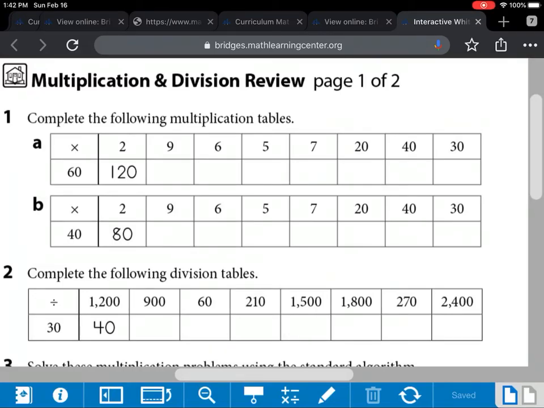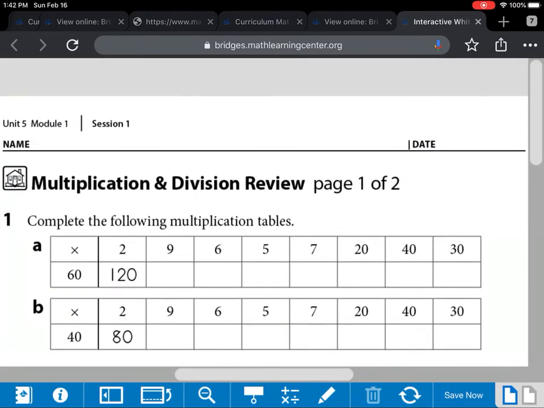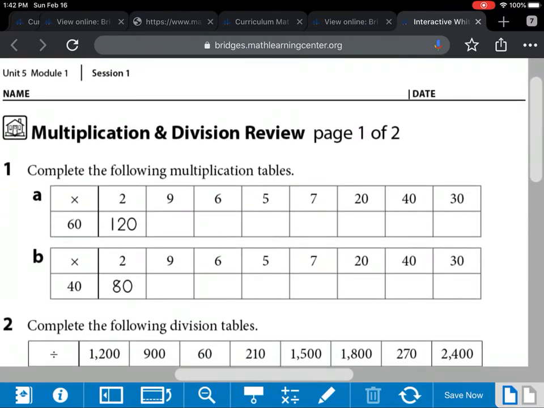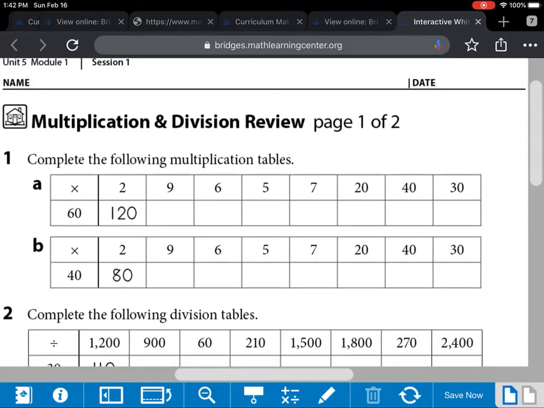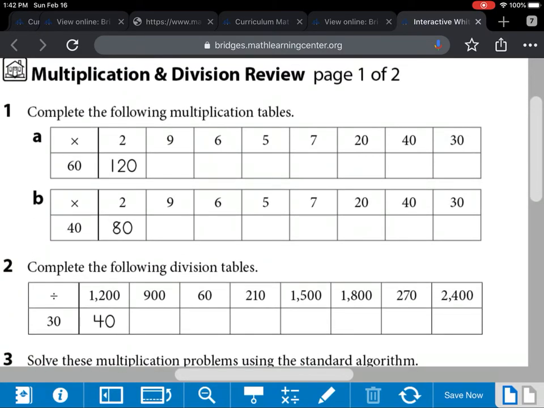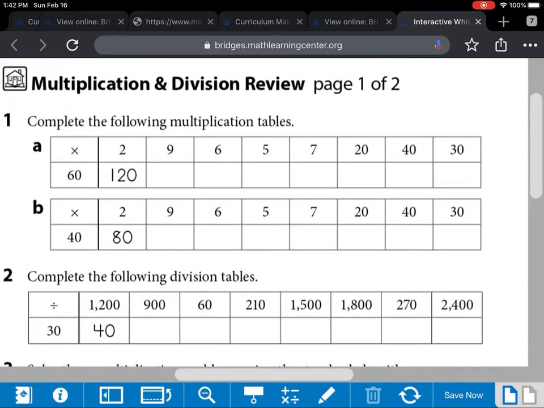All right, so for our first problems on this week's homework, this is the Unit 5 Module 1 homework, the week after Valentine's Day. For these first two problems, we are just looking at completing ratio tables. They look a little different than what we're used to, but we can still figure them out pretty easily.